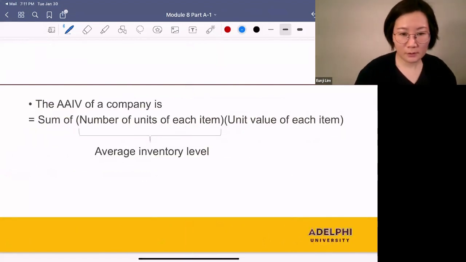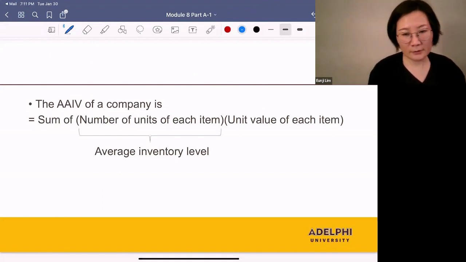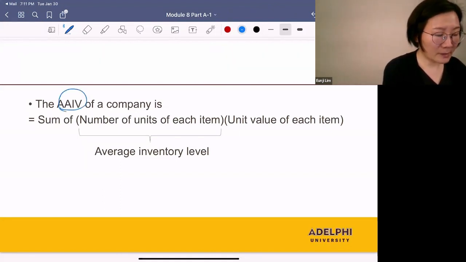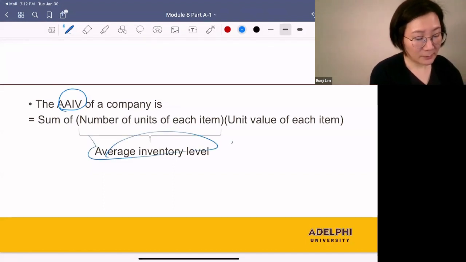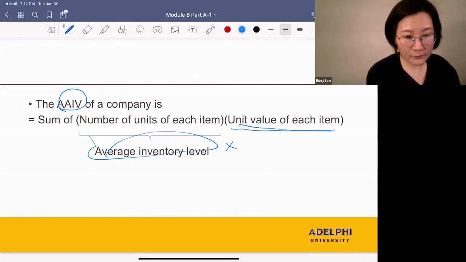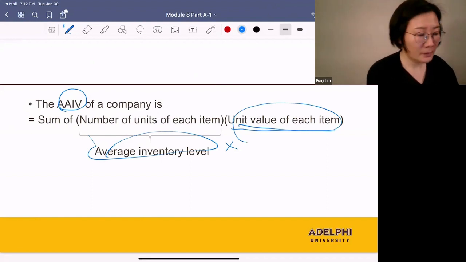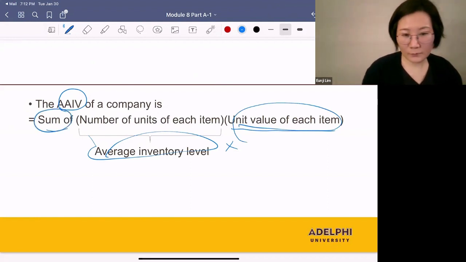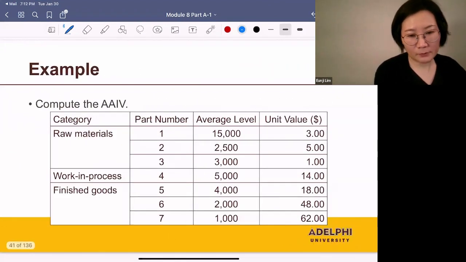So in general, you have multiple items in your inventory. Then you compute your AAIV as follows. You take the average inventory level of each item multiplied by the unit value of each item. And this value is how much you invested to produce each item, and you add them up over all items. So let's take an example.